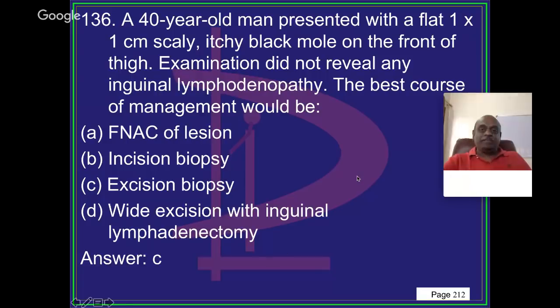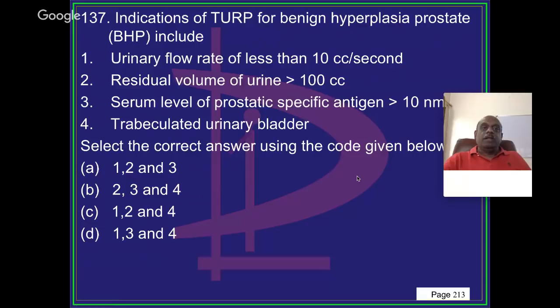Right. Now, doc, what are the indications for TURP for benign hyperplasia of prostate? What are all the indications? 137. Let me see. Ravi thinks D. It is not including 2, okay. So, should you answer 137? Yes. Don thinks 1 to 4, skipping 3. Then Roger thinks trabeculated urinary bladder is not there.